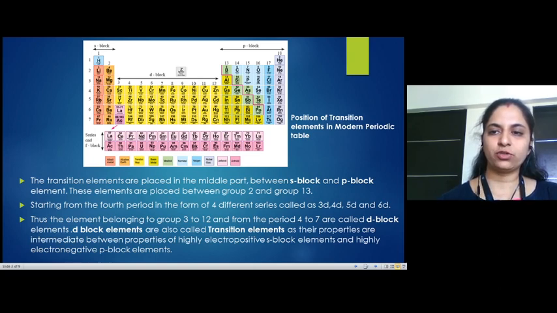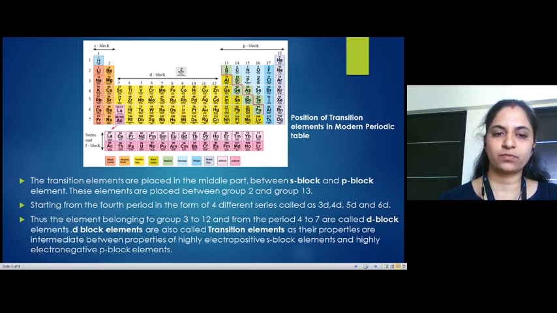Now we will see the position of transition elements in the modern periodic table. The transition elements are placed in the middle part between S block and P block elements. These elements are placed between group 2 and group 13, starting from the 4th period in the form of 4 different series called 3d, 4d, 5d and 6d.